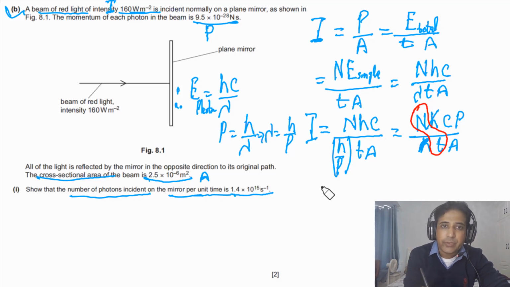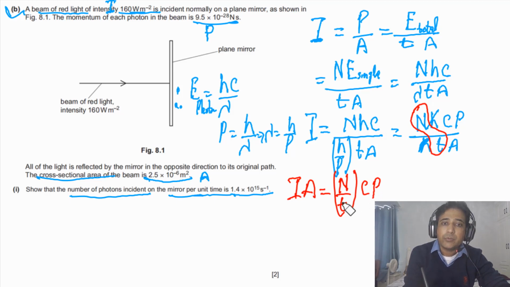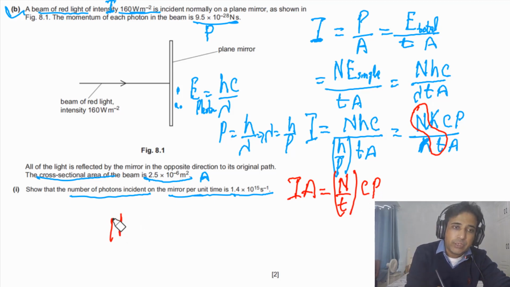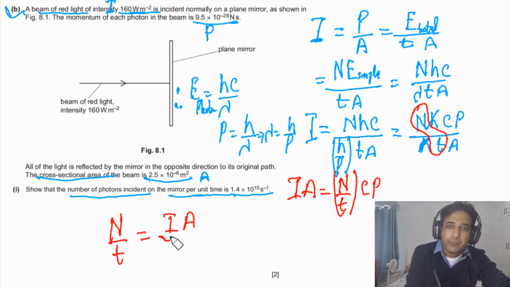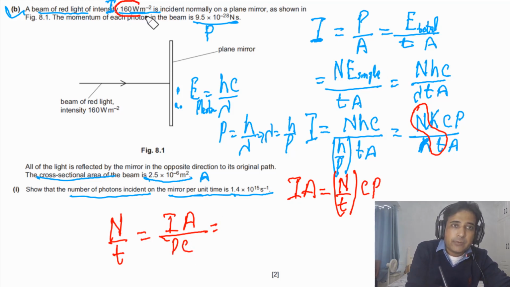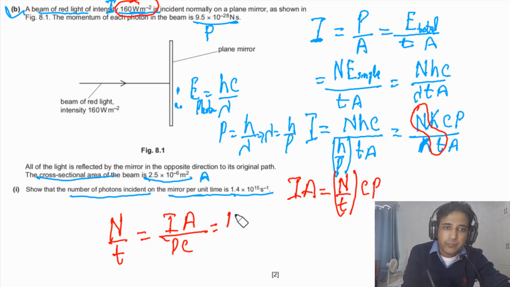So we can rearrange this. We can write down here I times A. This will be equal to N over T times C times P. So we need N over T, and this will be equal to I times A divided by P times C. So this is the value of intensity we have. We can plug in values simply now.